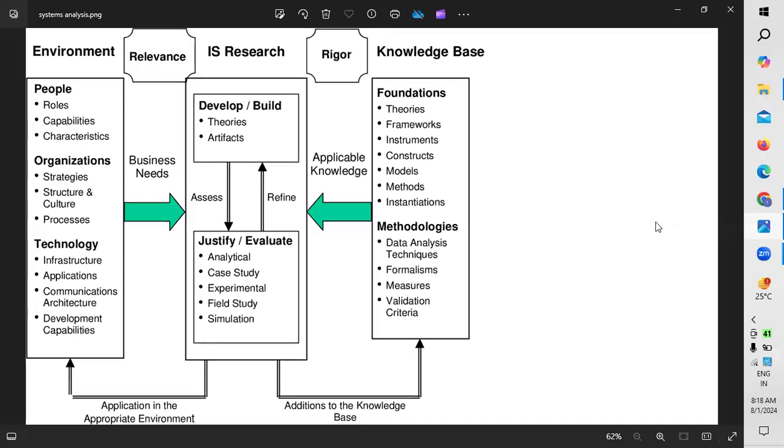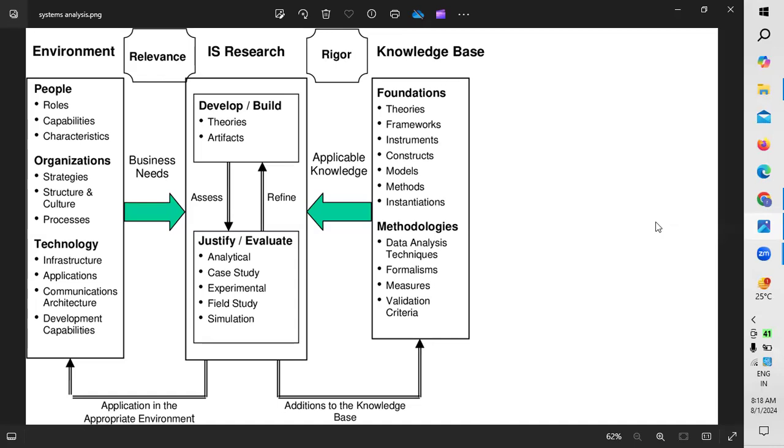The next one is about the applications. What are the multiple applications we are using? Followed by the communications architecture, so how are we communicating? At the same time, what are the different development capabilities we have? All of this comes under the environment part.